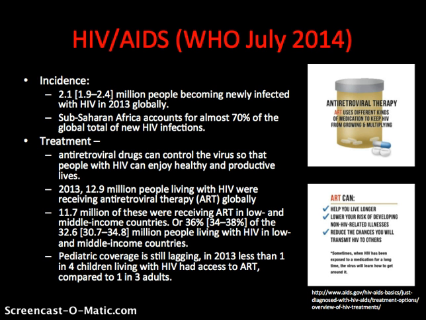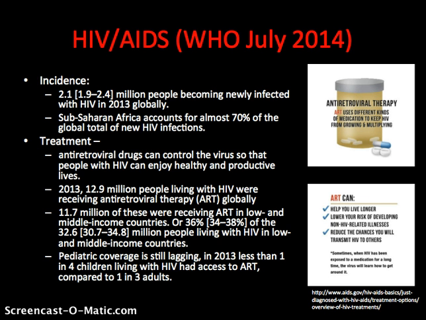In terms of treatment, antiretroviral drugs, sometimes referred to by the acronym ART, can control the virus so that people with HIV can enjoy healthy and productive lives. In 2013, a World Health Organization report notes the uneven distribution of ART, that 12.9 million people living with HIV were receiving some antiretroviral therapy globally. 11.7 million of these were receiving ART in low and middle income countries, or 36%, with a range of 34 to 38, of the 32.6 million people living with HIV in low and middle income countries.